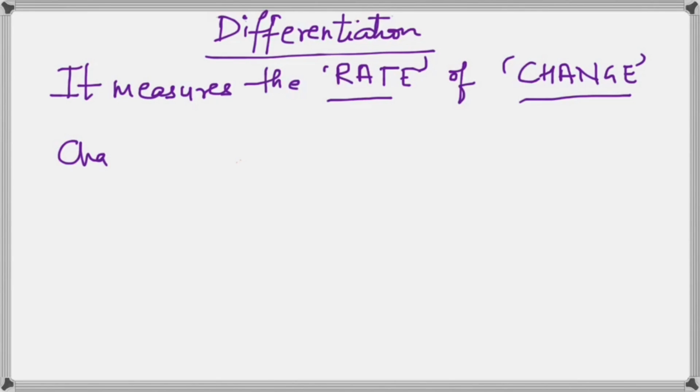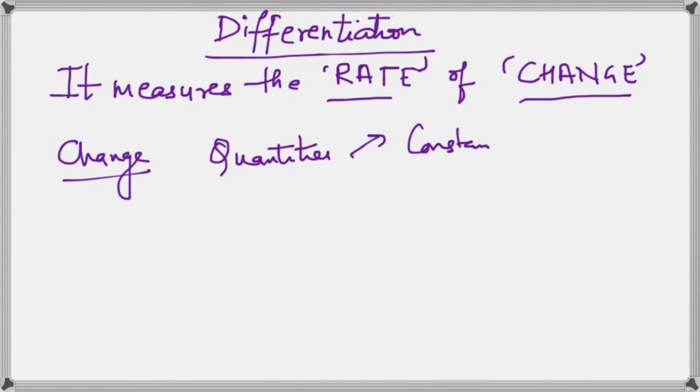Let's talk about change. Now I have already mentioned that quantities are of two types. One is constant that does not change and another is variable which changes, right? So change comes in a variable. And how do we write change? We use the symbol delta for a big change and d for a small change.